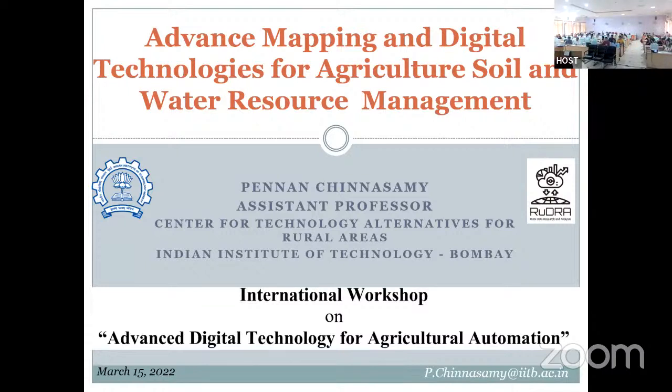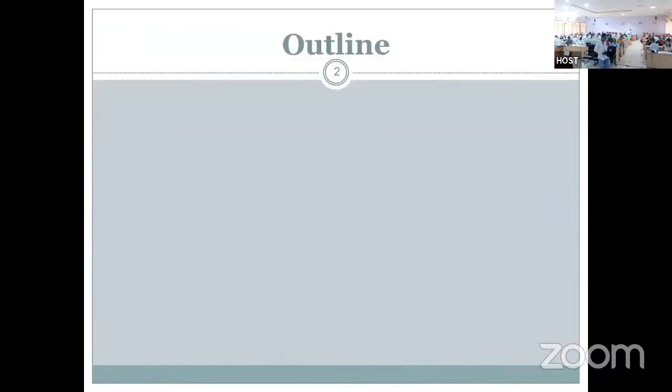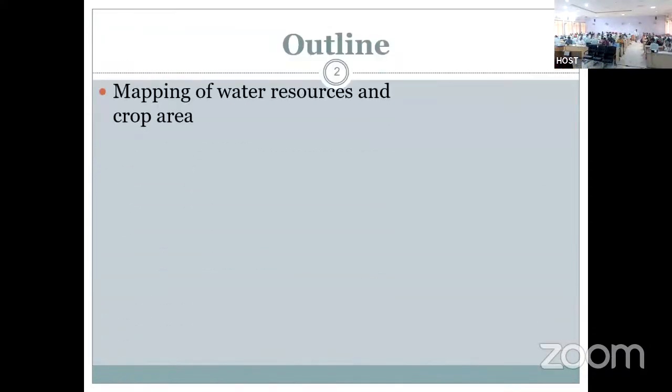Okay. So today my topic is advanced mapping and digital technologies for agriculture, soil, and water resource management. So why these particular topics? Because mapping of agriculture, soil, and water resources have always been left behind. There are agencies within the government that monitor and map yield, but when it comes to water and soil, it is kind of left behind. So let's look at the outline for today. I'll be going through some.